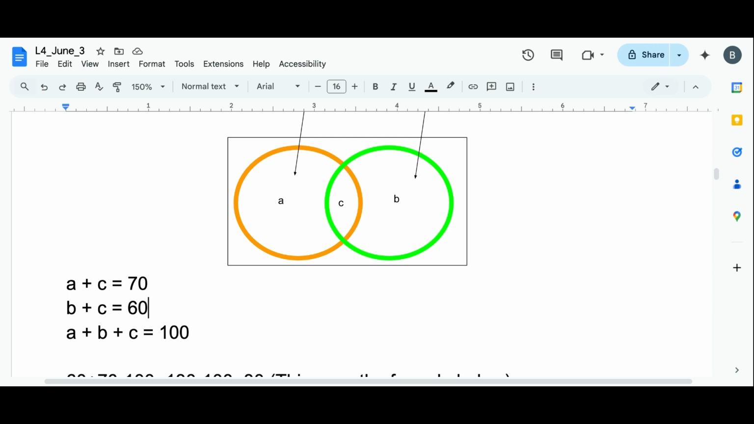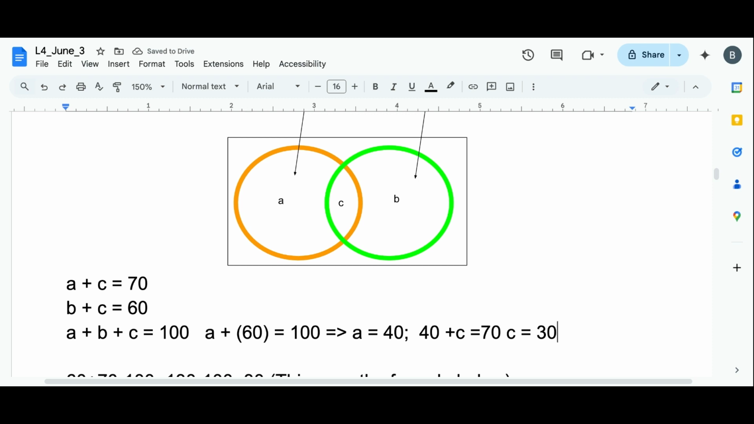So I'm going to solve this a little bit differently from the formula here. Just in this context here, we see that B plus C is 60. So we can replace in this bottom equation, we can say that A plus 60 is equal to 100. And this yields that A has to be 40. Plugging back into the top equation, we have that 40 plus C equals 70. And so C must be 30.